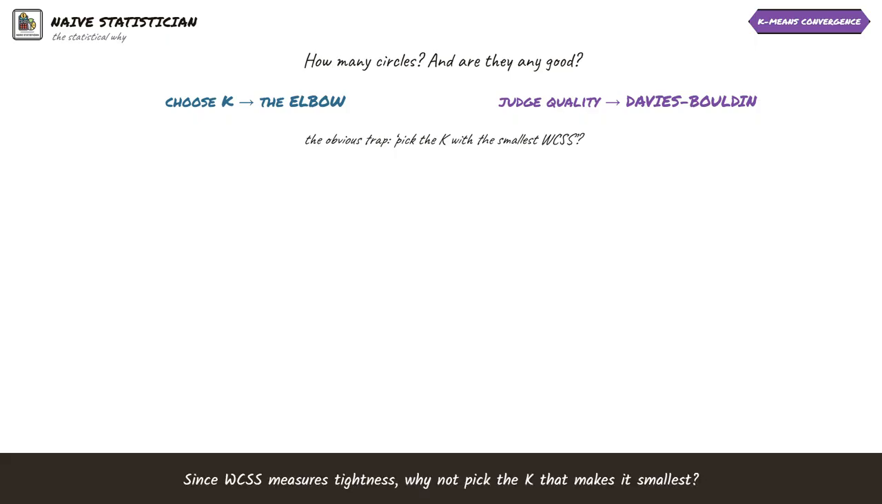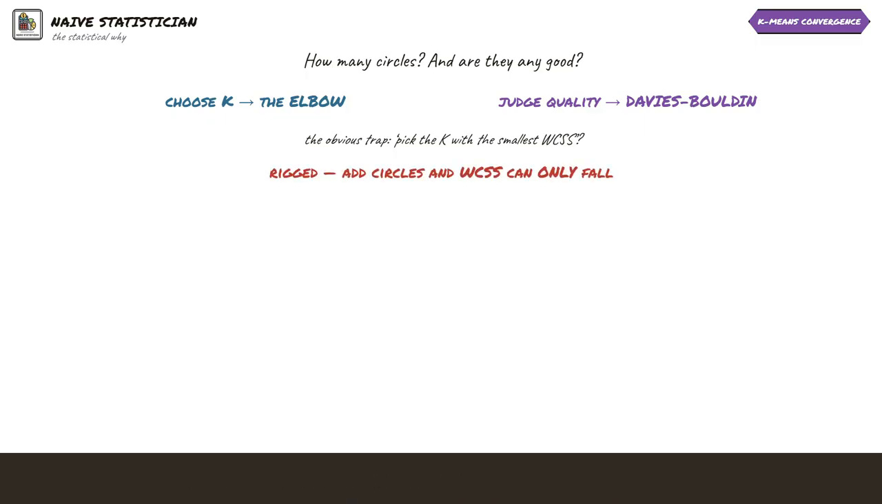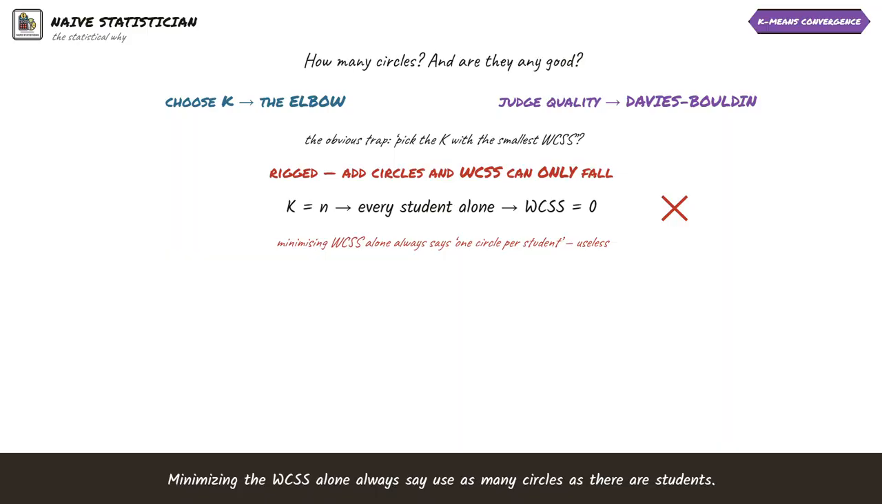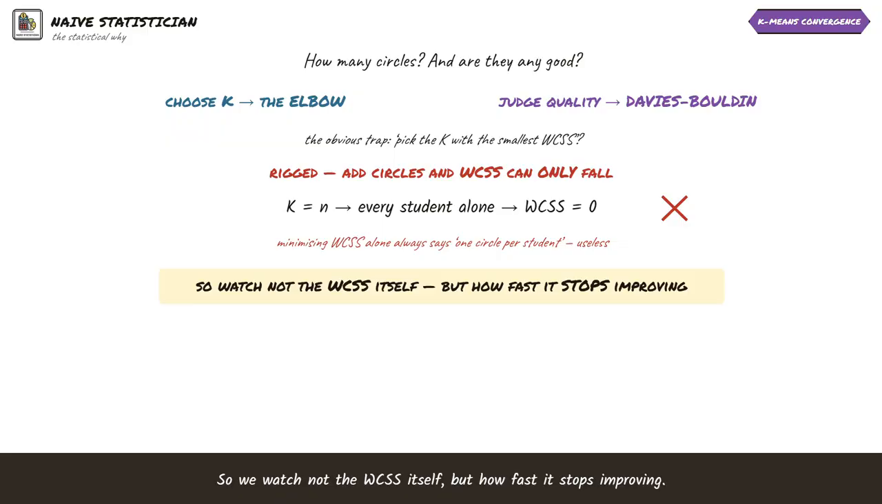Since WCSS measures tightness, why not pick the K that makes it smallest? Because that game is rigged. Add more circles and the WCSS can only fall. And if every student gets their own circle, it hits 0. Minimizing the WCSS alone would always say use as many circles as there are students, which is useless. So we watch not the WCSS itself, but how fast it stops improving.